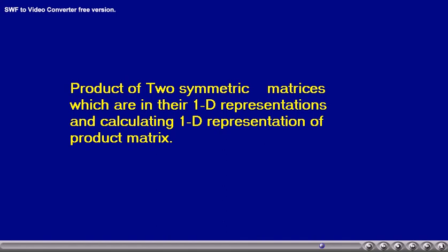We have already explained how we can access the ith row jth column element of any matrix from its 1D representation. Thus, we have written a function which takes the 1D representation of a symmetric matrix and the ith row jth column element as arguments, and simply returns the value of the ith row jth column element of that matrix. This function will be used while calculating the product matrix.